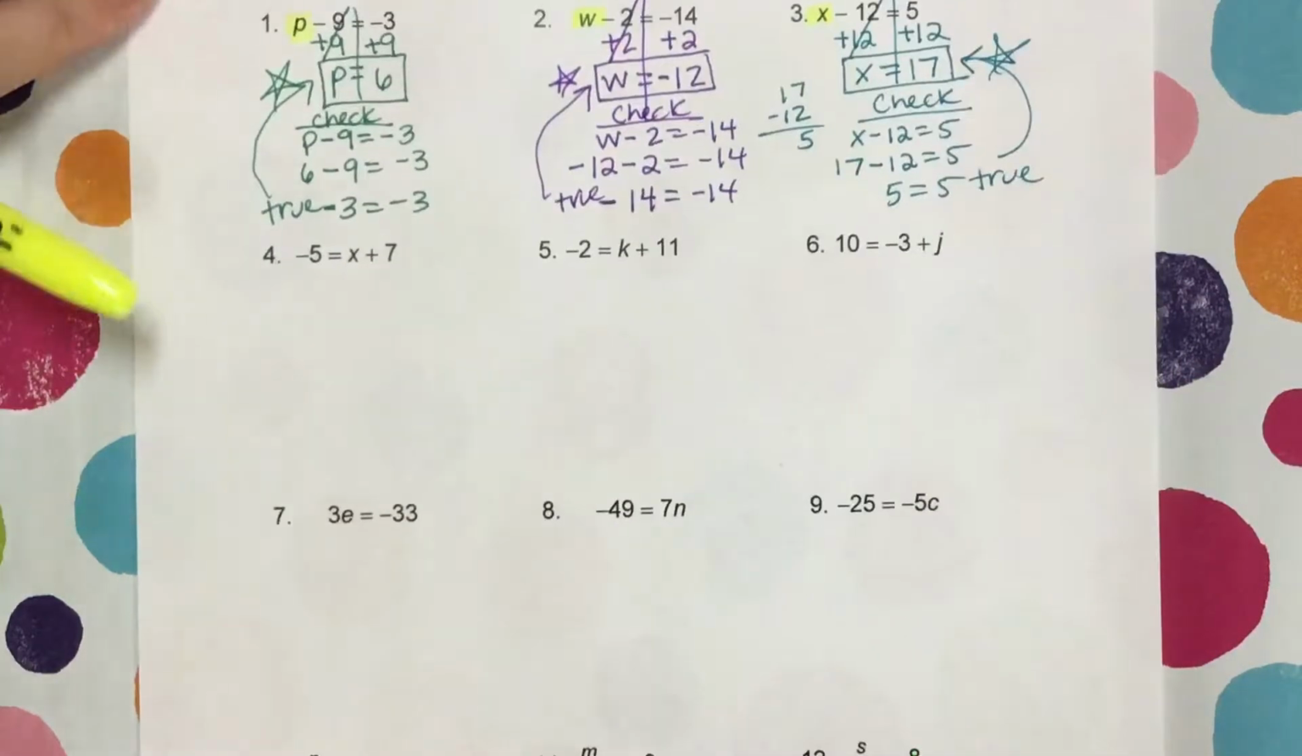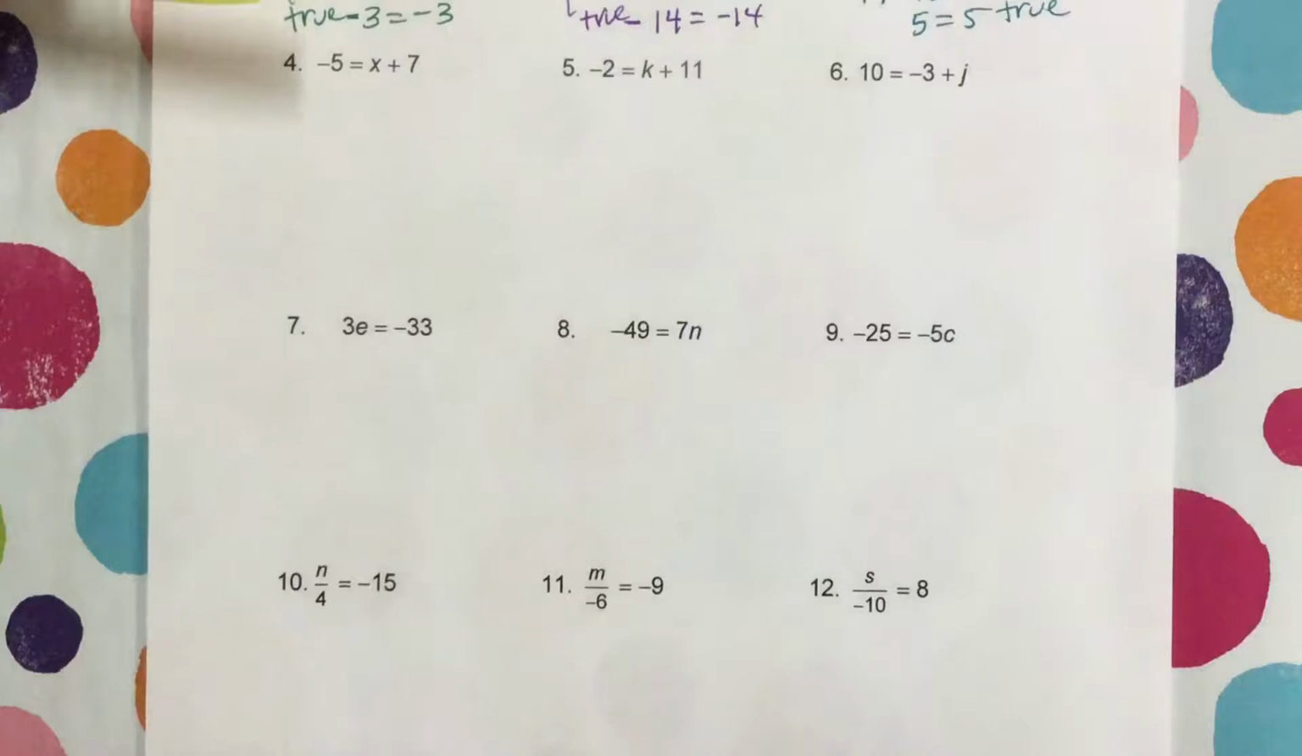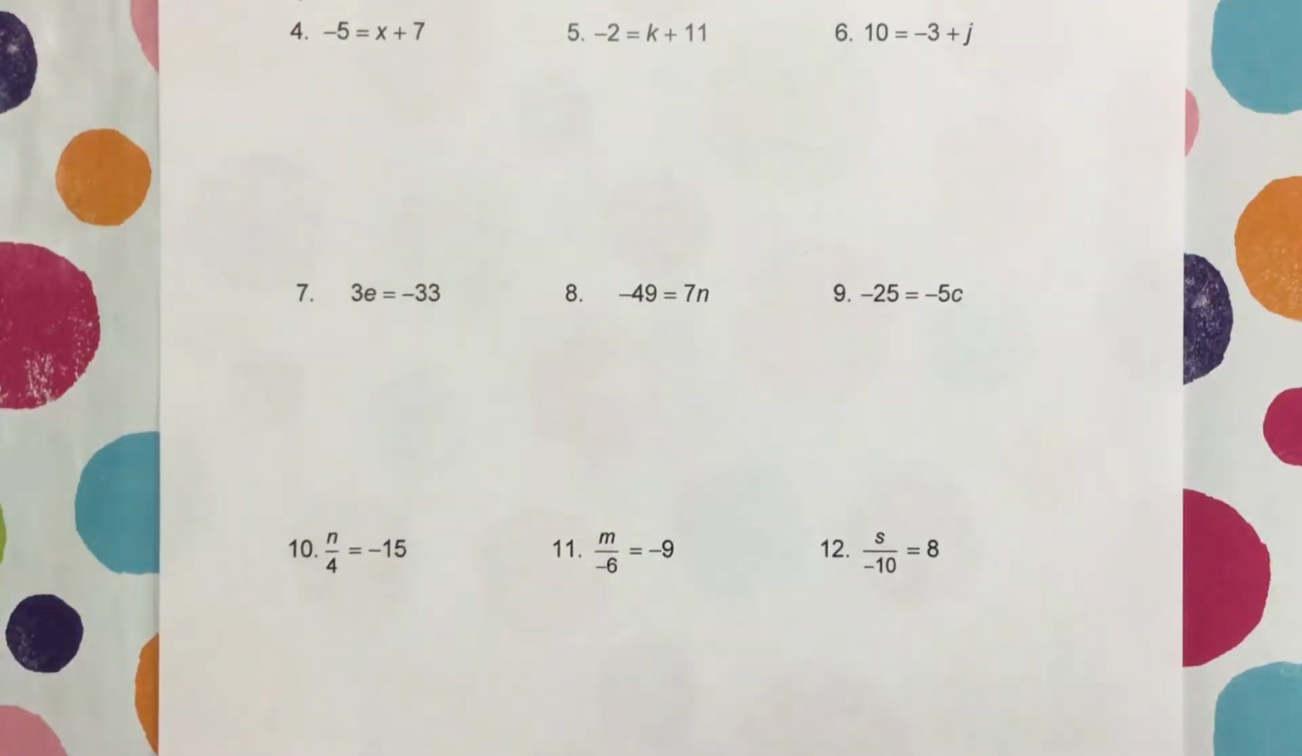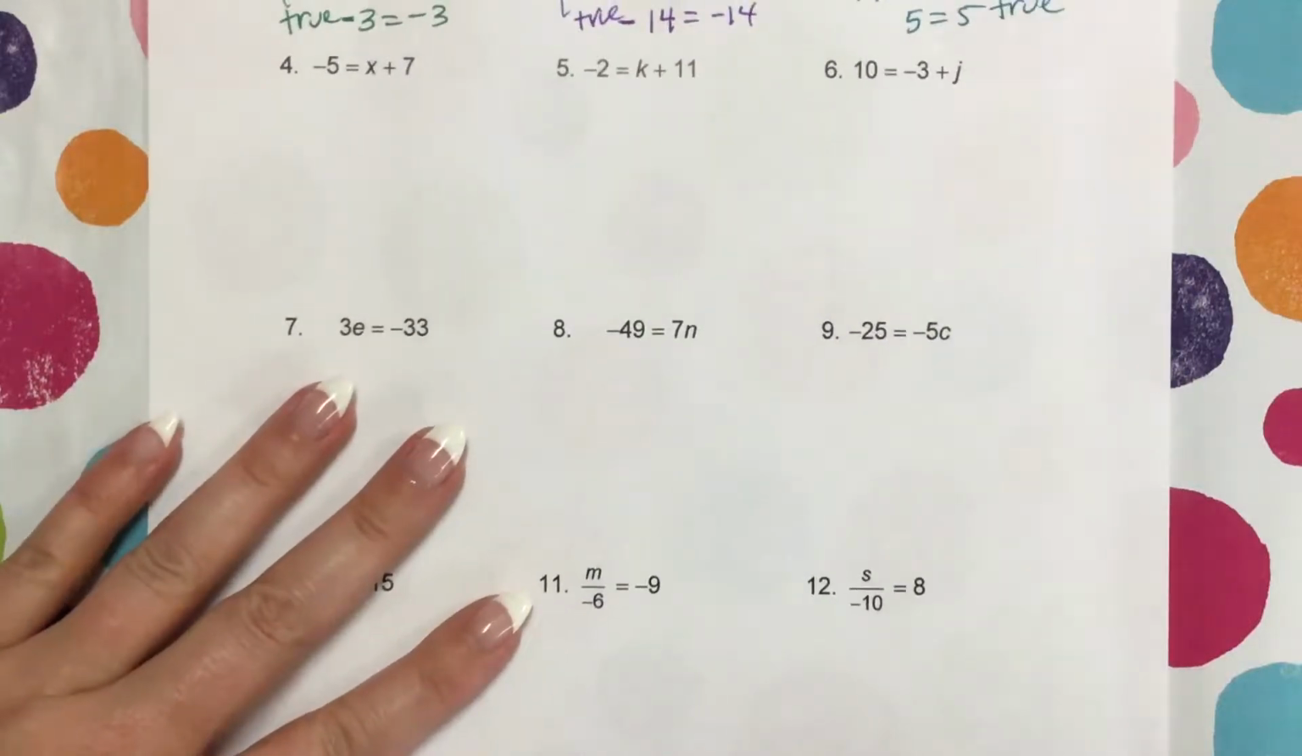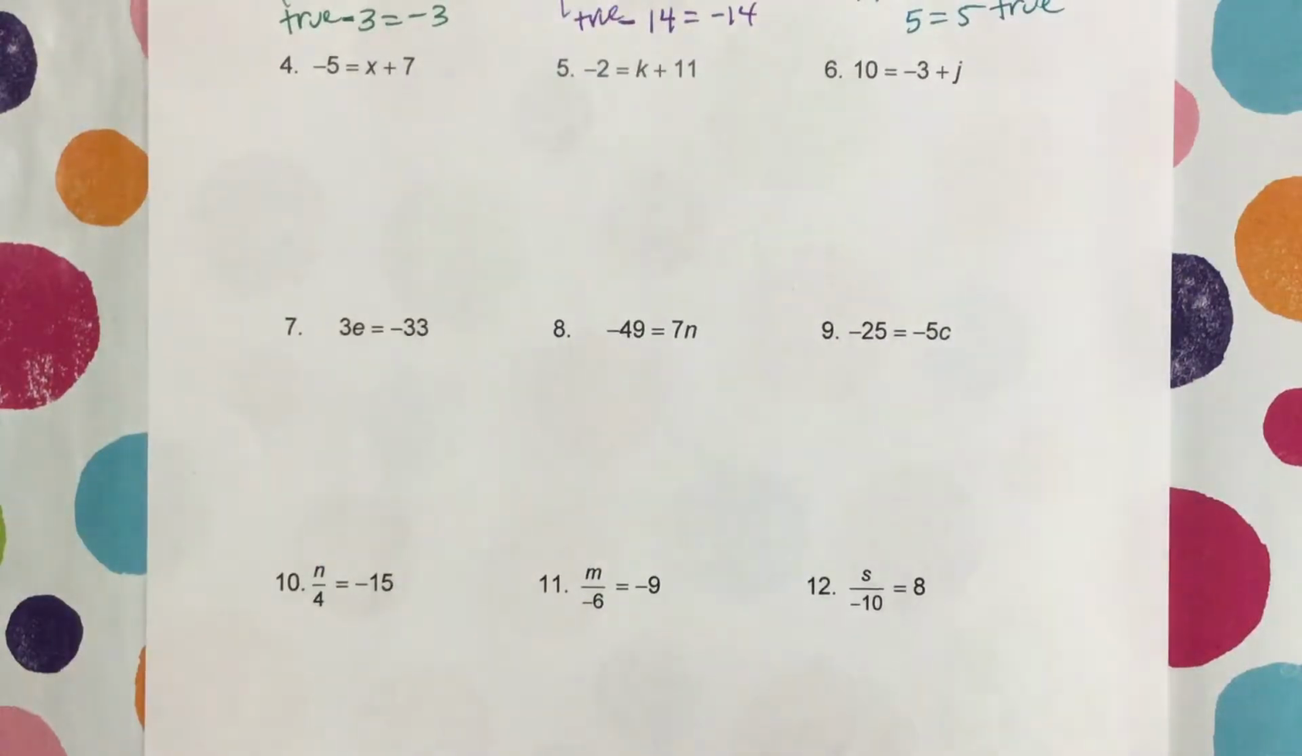So now we're going to move on to 4, 5, and 6. I want you to go ahead and try to do those on your own first. So go ahead and pause, and then come back, press play, and we'll see how you did. Okay, we are back. We are still on number 5.